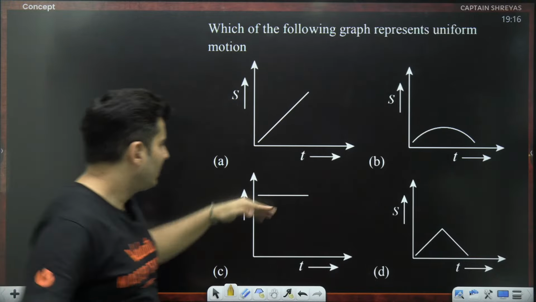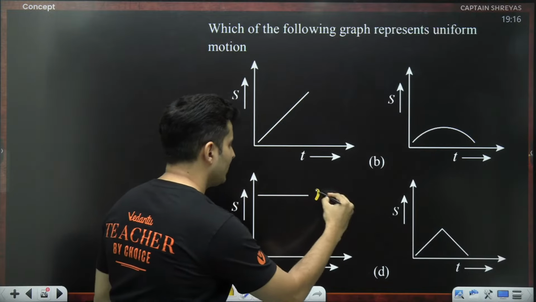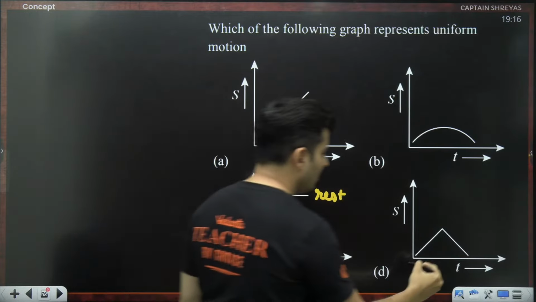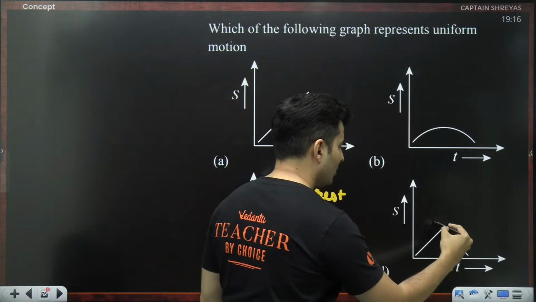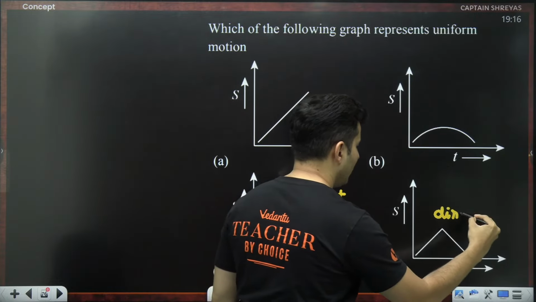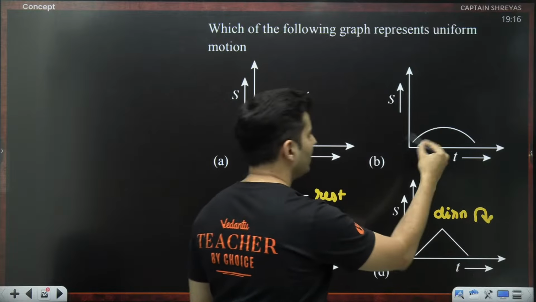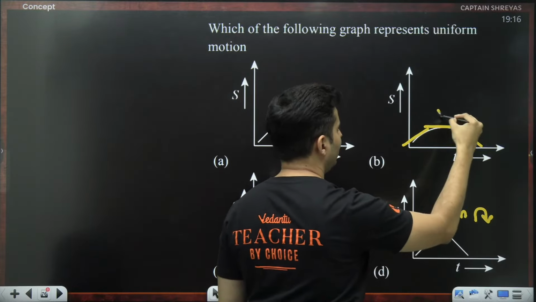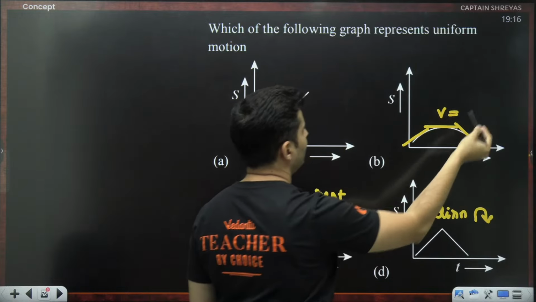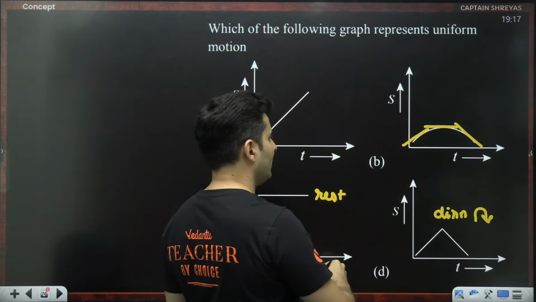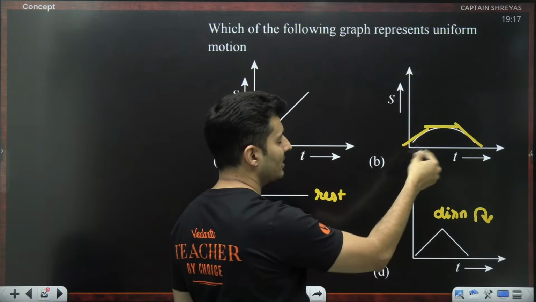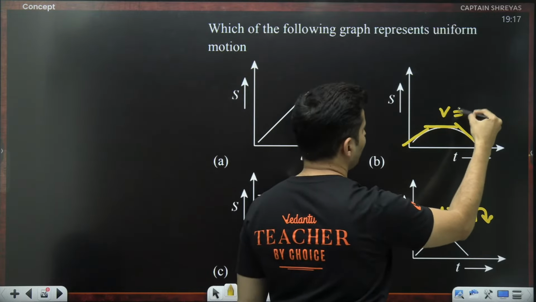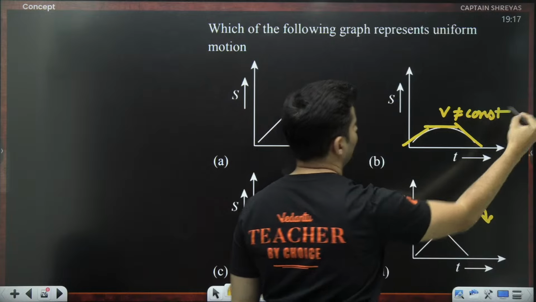If you see, the coordinates are not changing. So this is definitely at rest. Here, it is moving front and back, so direction has changed. Here, the tangents drawn are obviously making different angles. So velocity is definitely there, and not just that, the velocity is also not constant. It is changing.